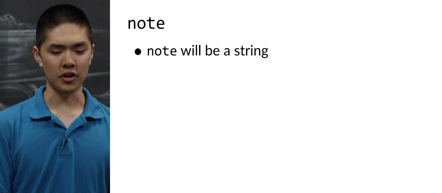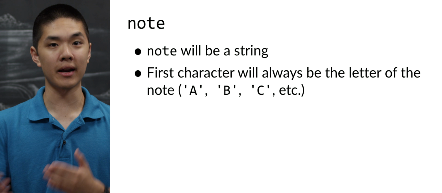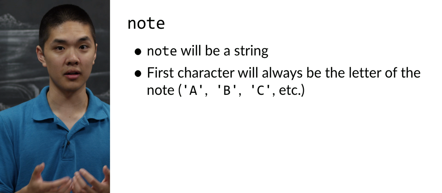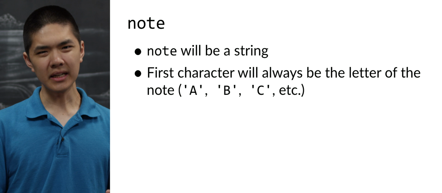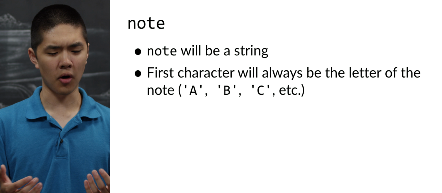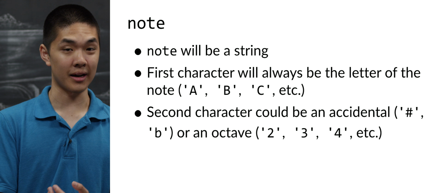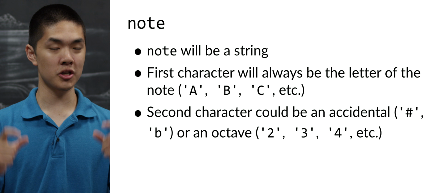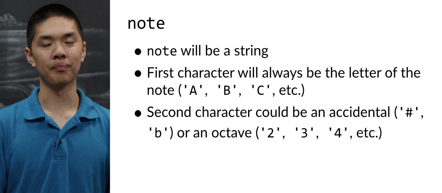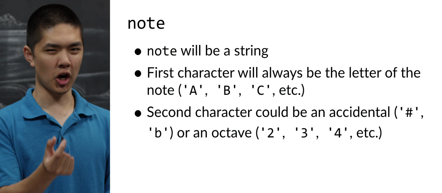But we know that the note is going to be a string, and the first character of the note is always going to be the letter of the note, either A or B or C, D, E, F, or G. That much we can rely on. The second character of the note depends a little bit upon what note it is. If the note is a sharp or flat and has an accidental as a result, then the second character of that note string is going to be that accidental. For example, in the string A sharp 5, the second character is that sharp symbol.